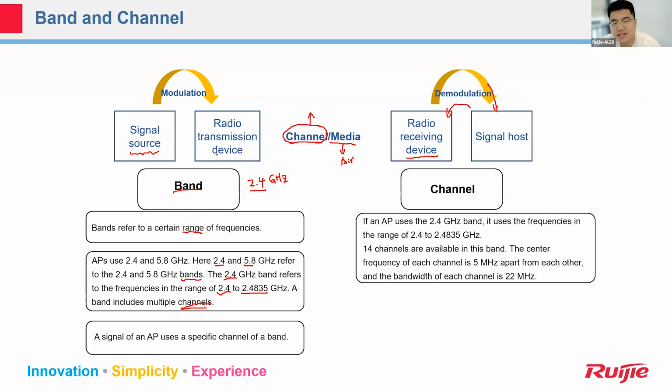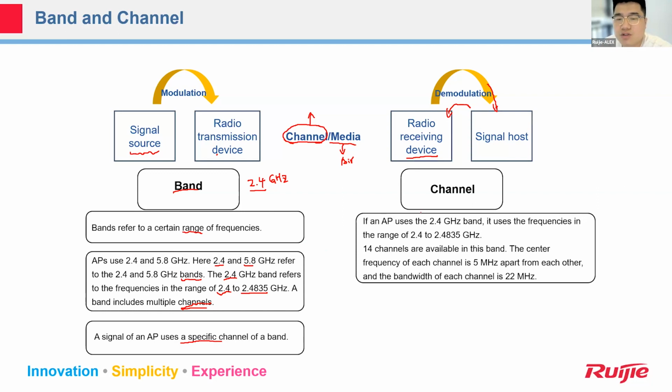So the frequency range from 2.4 to 2.4835 has been divided into different parts. Each part you can think of as a channel. Okay, you can think of it as a channel. A signal of an AP uses a specific channel of a band. So since we have multiple channels, let's see what a channel is and how we distinguish these channels.